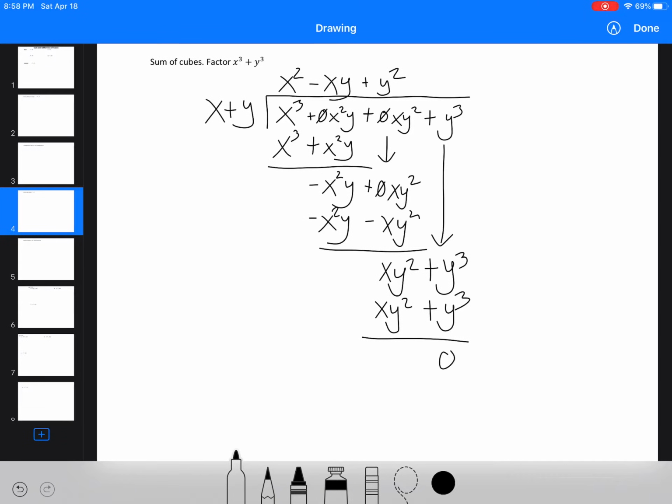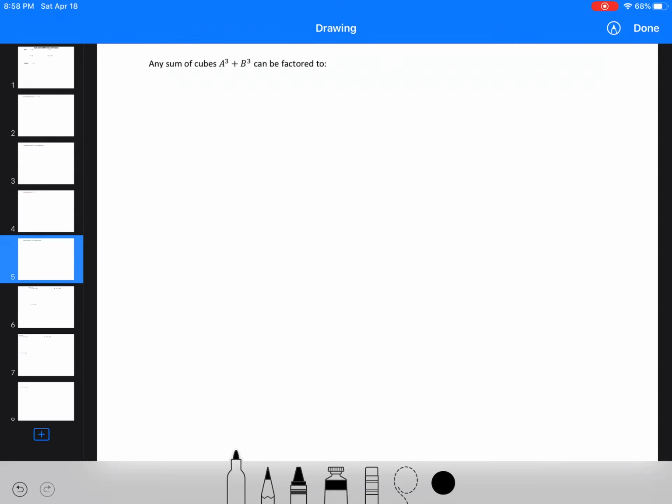We did long division here. So then we get plus y squared. Multiply that out, we get a remainder of 0. So now we're all done. Therefore, the sum of these cubes is equal to x plus y, and then x squared minus xy plus y squared. So in general, we've got a plus b. Again, the sign is the same.